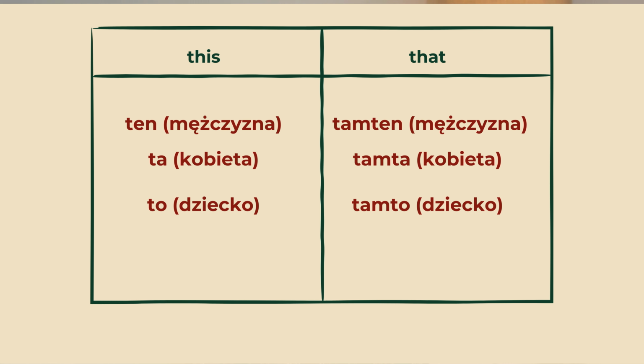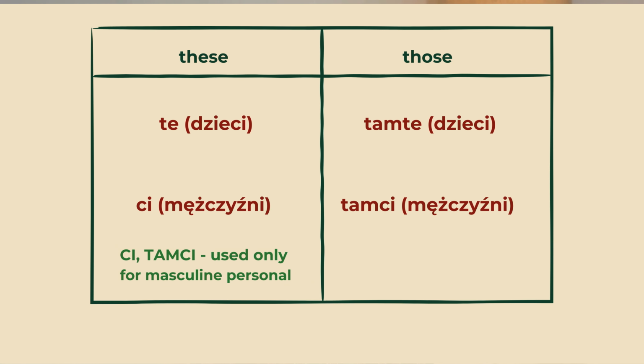Finally, let's have a look at all of these forms in a table. Ten, tamten, na przykład mężczyzna. Ta, tamta, na przykład kobieta. To, tamto, na przykład dziecko. Te, tamte, na przykład dzieci, kobiety, zwierzęta, rzeczy. Ci, tamci, na przykład mężczyźni, ludzie, koledzy.